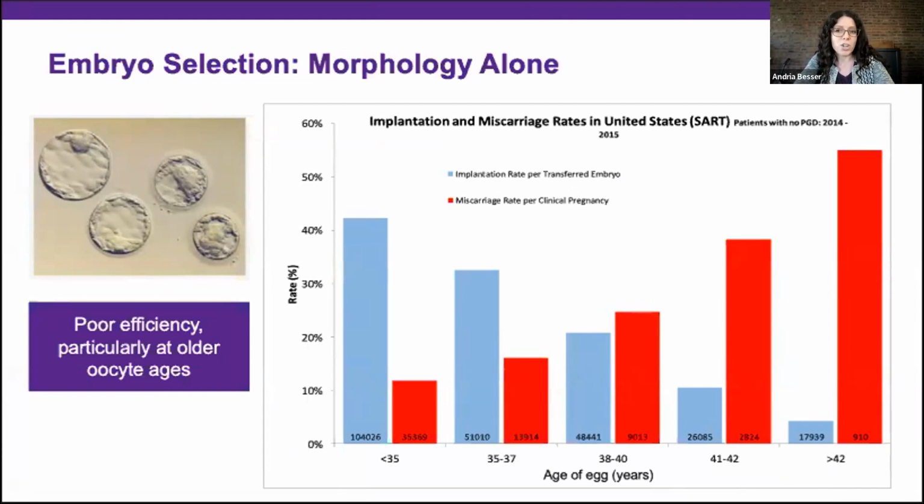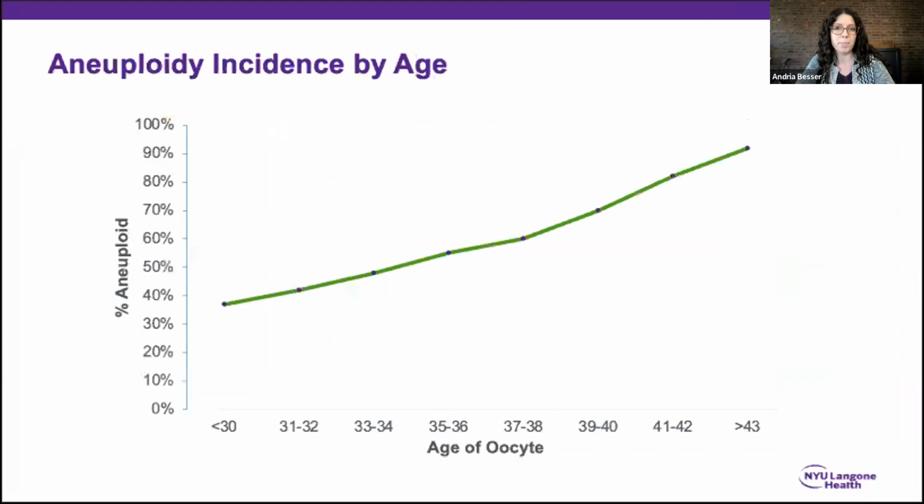The blue bars here are showing implantation rates per transferred embryo, which is declining with oocyte age. And the red bars are showing miscarriage rates increasing with oocyte age. Even among the youngest age groups, fewer than half of the embryos that are transferred tend to be successful. And at older age groups, you can see that the implantation rate is very low and the miscarriage rate is very high. And the main reason for that is aneuploidy.